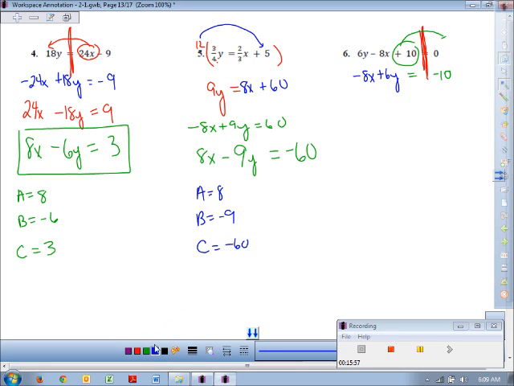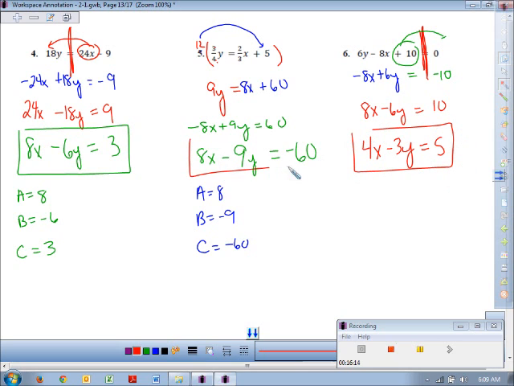So it's in the right order. We got to change all the signs because a is negative, so 8x minus 6y equals positive 10, and then 2 goes into all of those, so that's really 4x minus 3y equals 5. For our final, I've got a bad habit of not boxing my final answers for some reason, and a equals 4, b equals negative 3, and c equals 5.